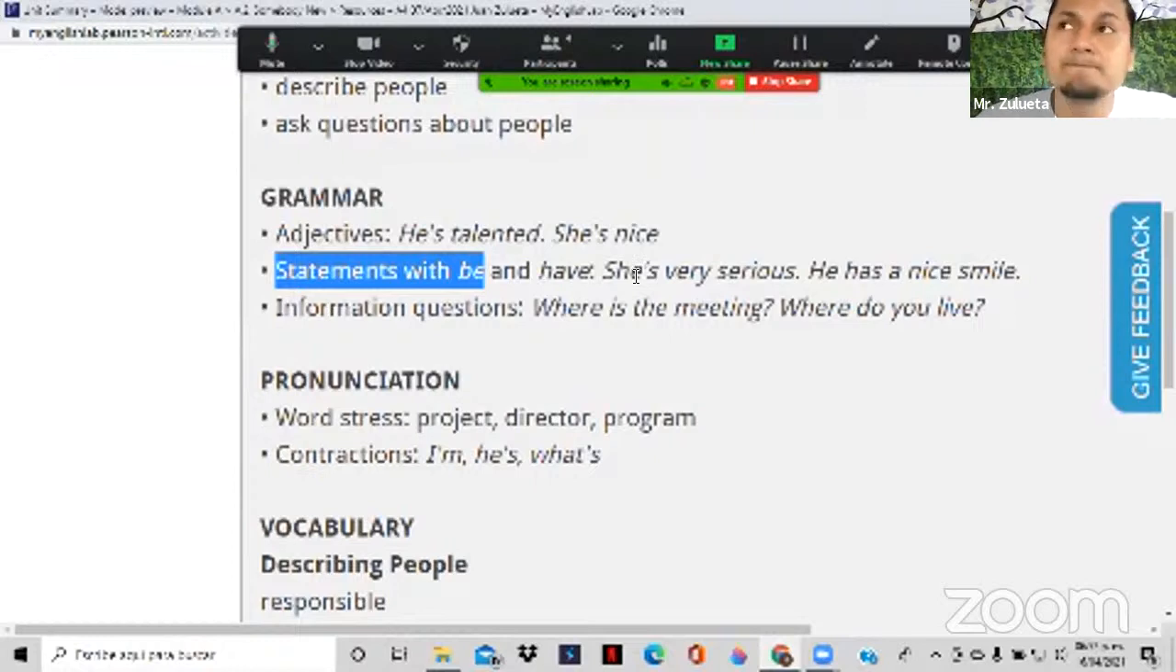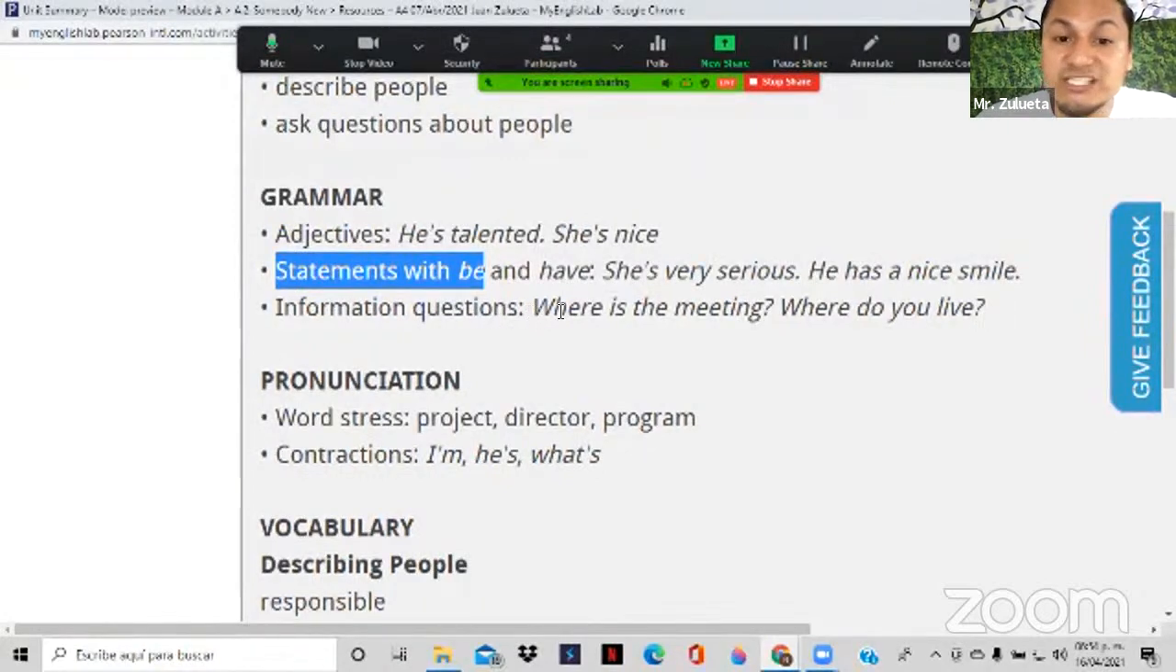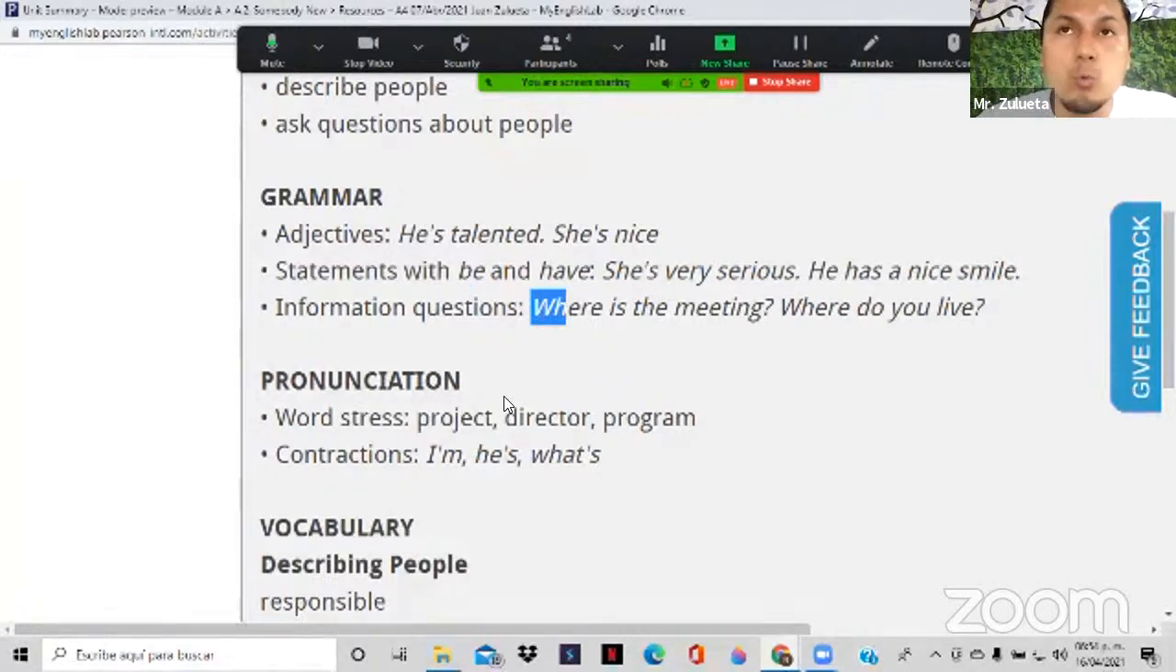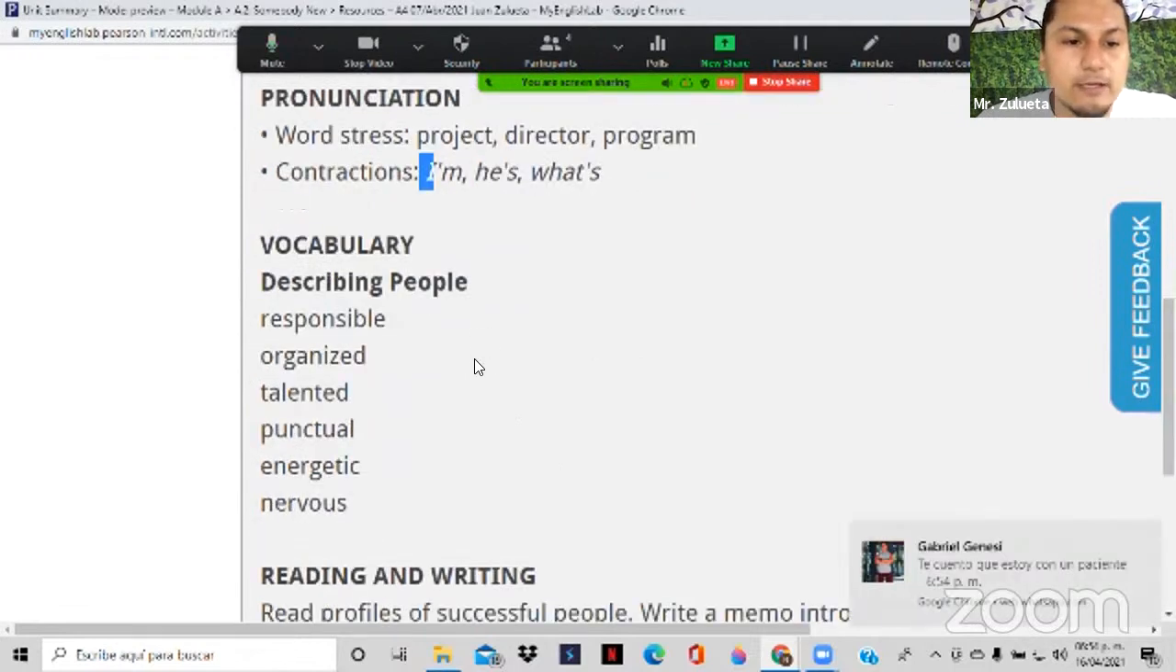So it's just basically identifying and knowing when to use I am and I have. Okay, information questions using WH question. Who, when, where, why, what, how, where is the meeting, where do you live? Pronunciation, word stress, project, director, program. Contractions, the verb to be, basically, I am, he is, his, okay? What is, what's up, what is up, okay? Next, vocabulary.